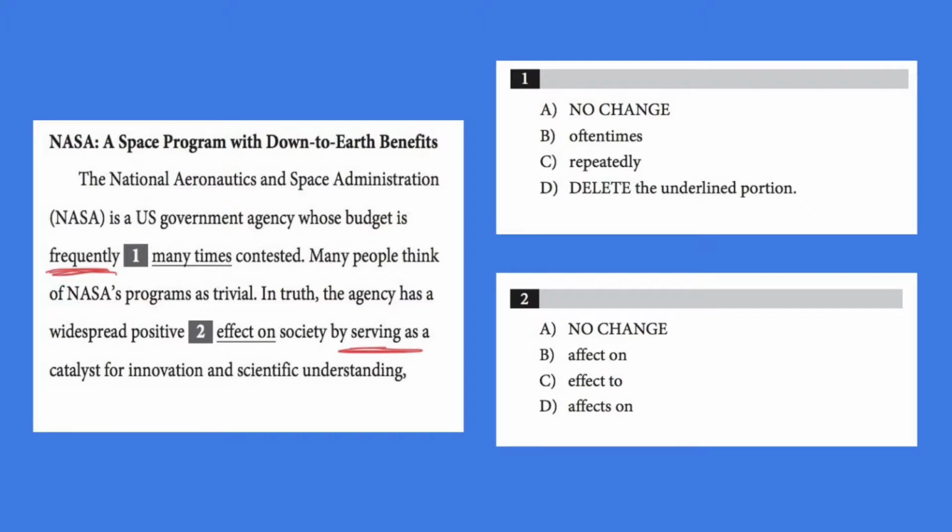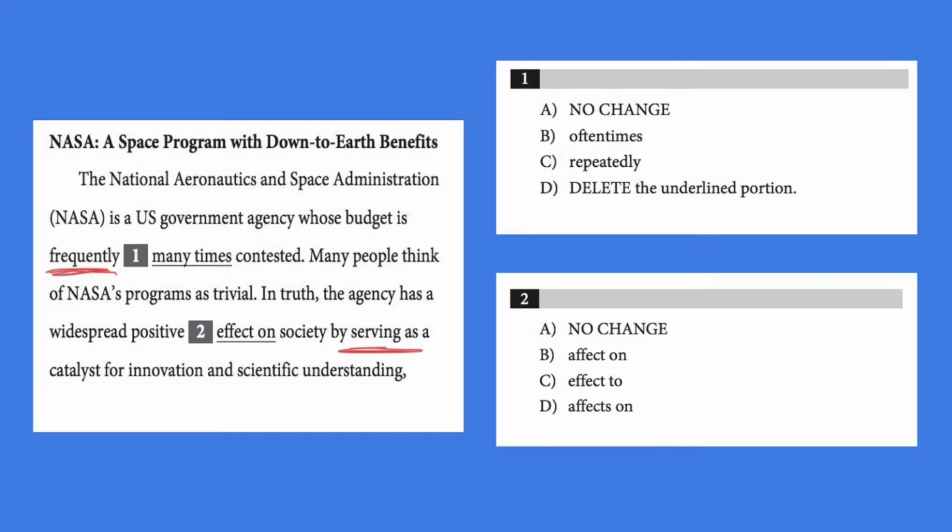Now let's try out a sample passage from an SAT practice test. This is the first passage and it's about career, so we have a bit of a sense of what the main idea is. Let's start reading. The National Aeronautics and Space Administration, NASA, is a U.S. government agency whose budget is frequently many times contested.